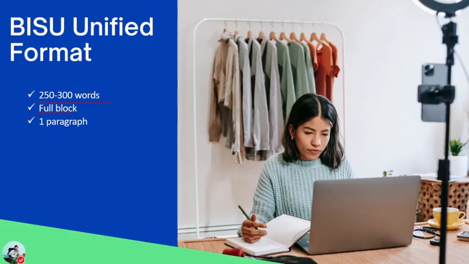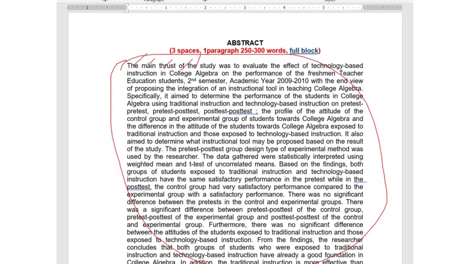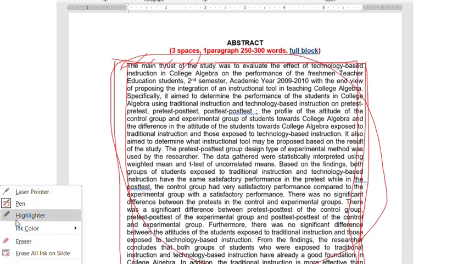Next, full block. What do you mean by full block? There's no indentation. Okay, full block, just like a block. It is a block, a square or a rectangle position. Okay, justified on the right side, and there is no indentation. That's the meaning of full block.